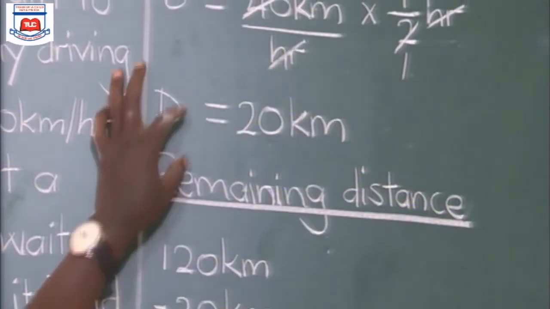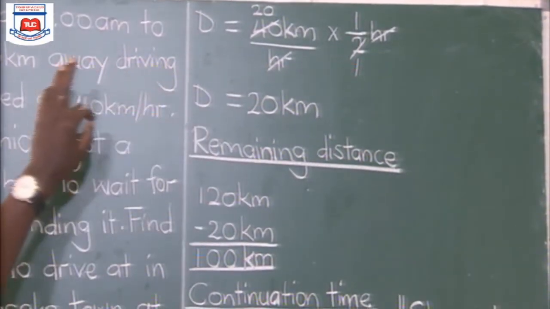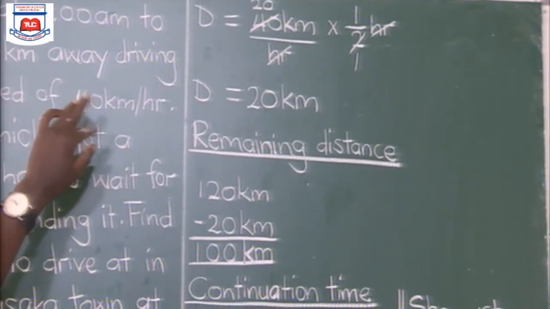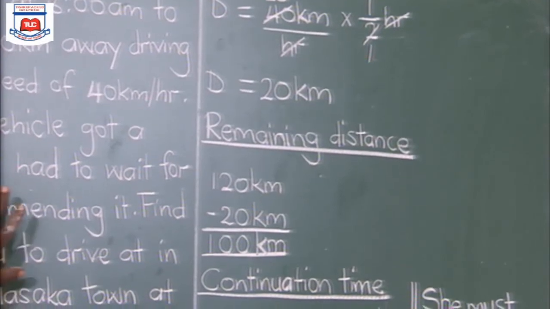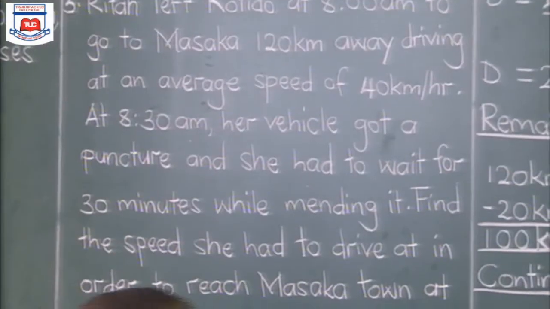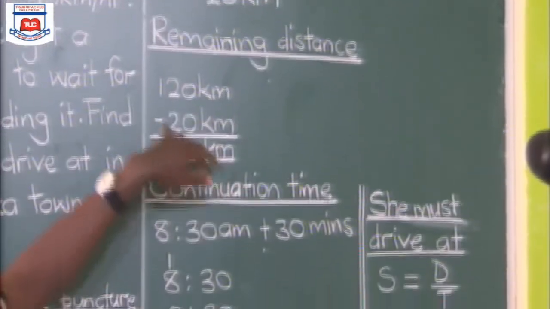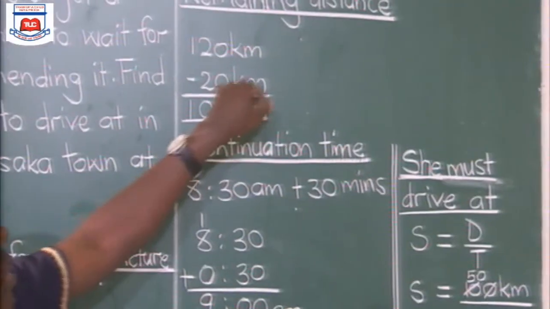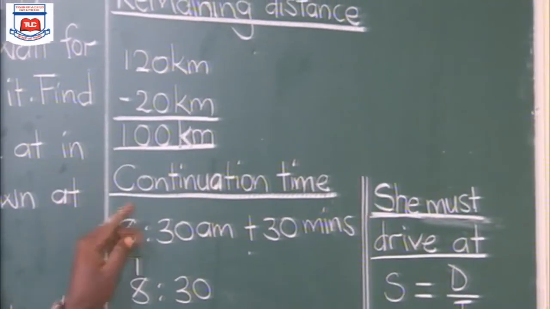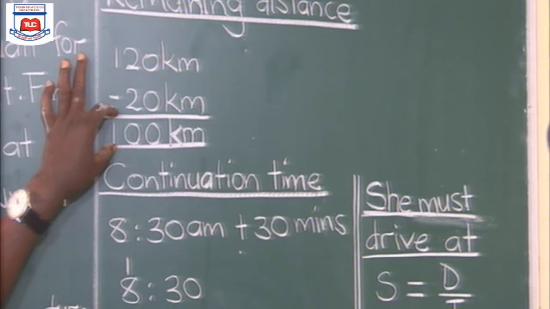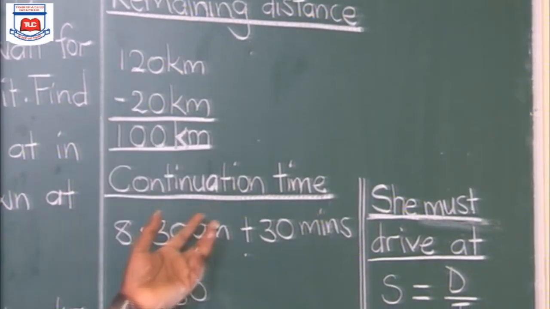Since we have the distance covered before the puncture, and we know that it was a 120 kilometer journey from Katimbo to the town she was going to, that is Masaka, you get the remaining distance. The entire journey of 120 kilometers minus the already covered 20 kilometers gives a 100 kilometer journey to be driven to reach Masaka.